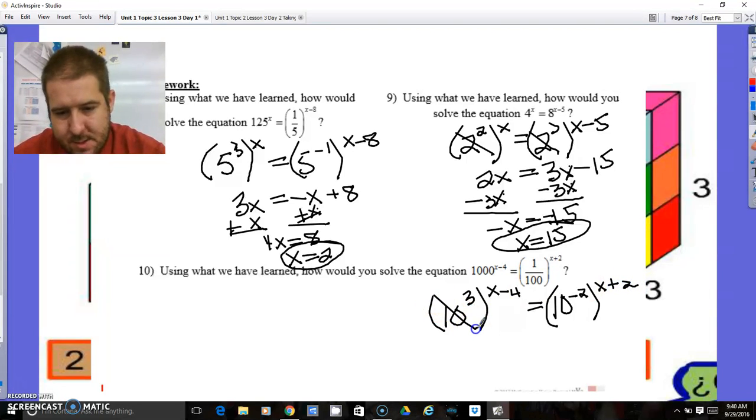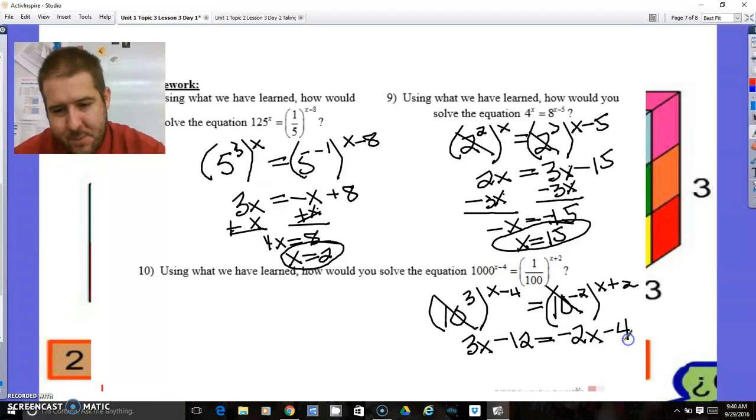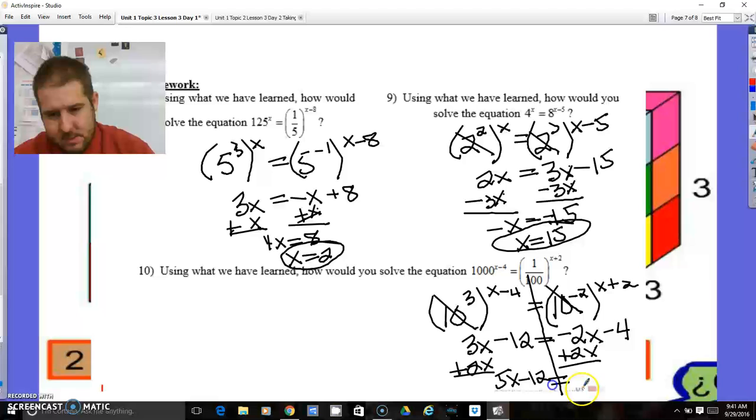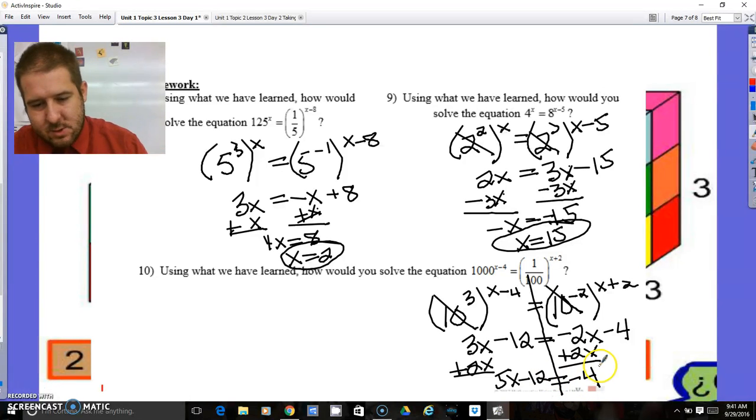All right, bases are the same. Cancel them out. 3 times x is 3x. 3 times negative 4 is negative 12. Equals negative 2 times x is negative 2x, and negative 2 times 2 is negative 4. All right, so now we've got just ourselves a two-step equation. I'm going to stick with my rule, and I'm going to move the one that's smallest. It's going to be the easiest in this case. Add 2x to both sides. 5x minus 12 equals negative 4. Add 12 to both sides.